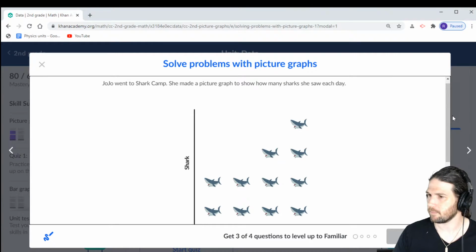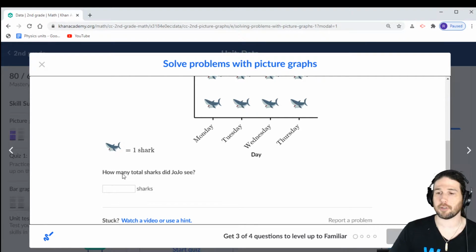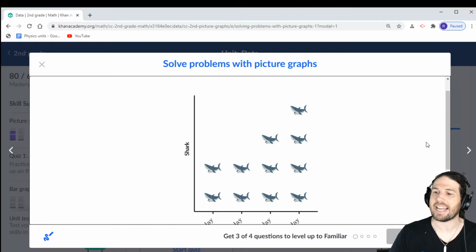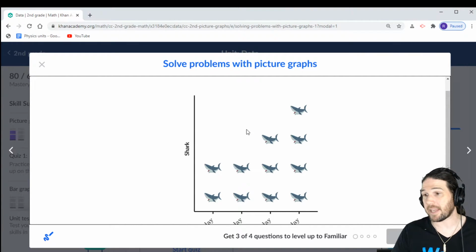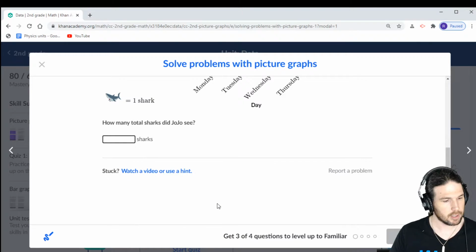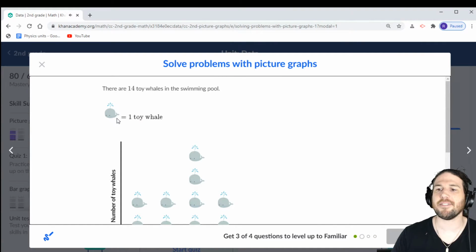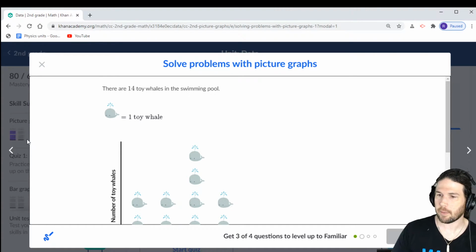Anyway, doesn't matter. Sharks. How many total sharks did Jojo see? Well, if each picture is worth 1 shark, we don't even have to worry about the days. We just say 1, 2, 3, 4, 5, 6, 7, 8, 9, 10, 11. There are a total of 11 sharks. And because each picture of a shark is worth 1 shark, that means that Jojo saw 11 sharks altogether. No problem. There are 14 toy whales in a swimming pool.